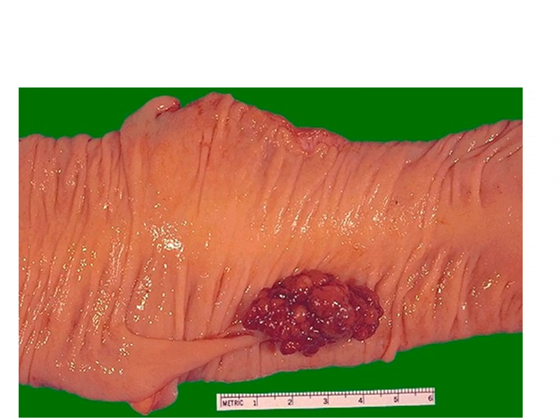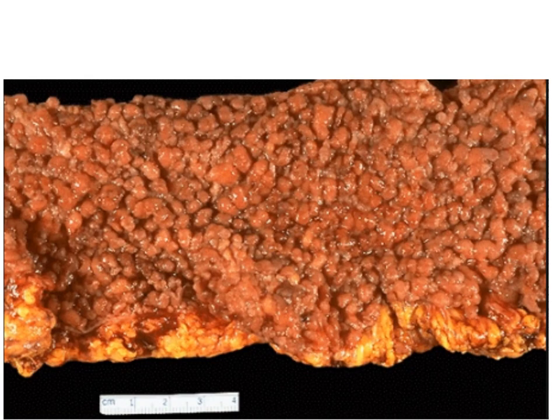Here you can see a colon with a polyp. A mass is projecting from the inner surface of the colon. It is reddish in color. And here is another specimen showing multiple polyps. Almost the whole surface of the colon is studded with polyps. This is polyposis, a hereditary condition.